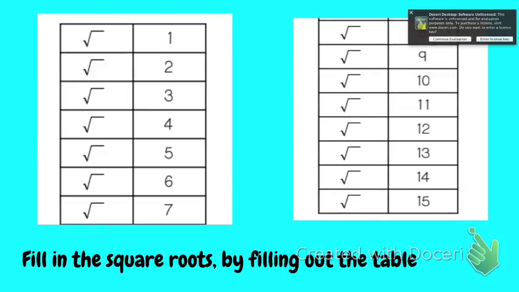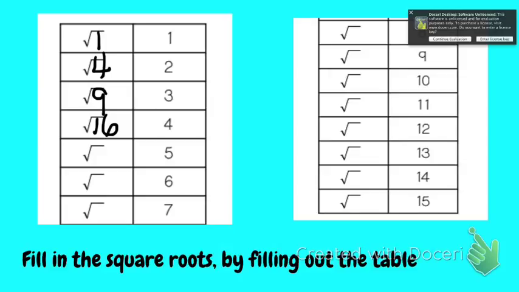Now it says fill in the square roots by filling out the table. So when you look at the numbers, you're going to fill out what the square root is, right? So 1 times 1 is what? 1. 2 times 2 is what? 4. So that's saying the square root of 4 is 2. So what would the square be if 3 was the square root? If 3 was the square root, what would you have? 9. Okay? So the next one down should be what? 16. So go ahead and take a moment and fill those out on your own.